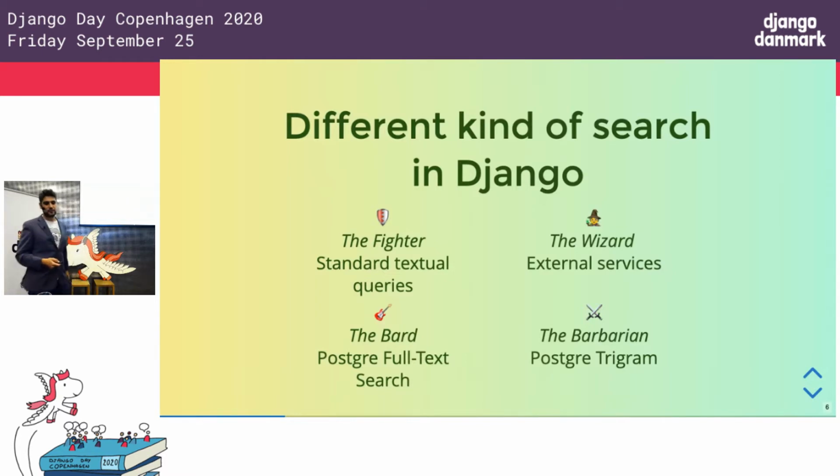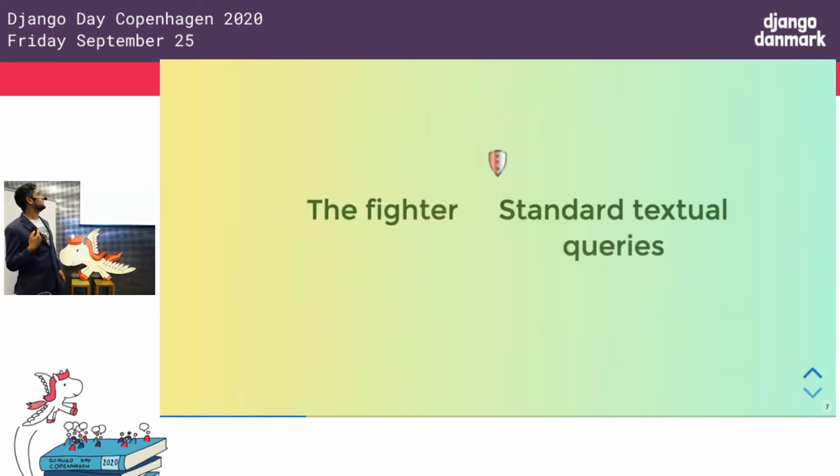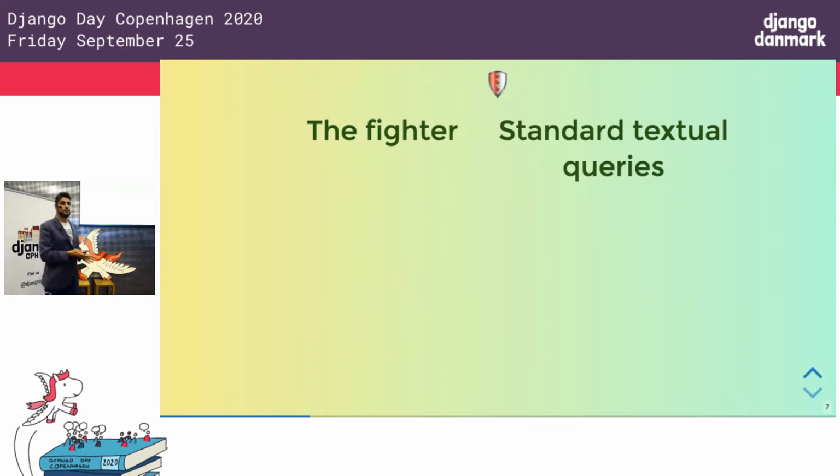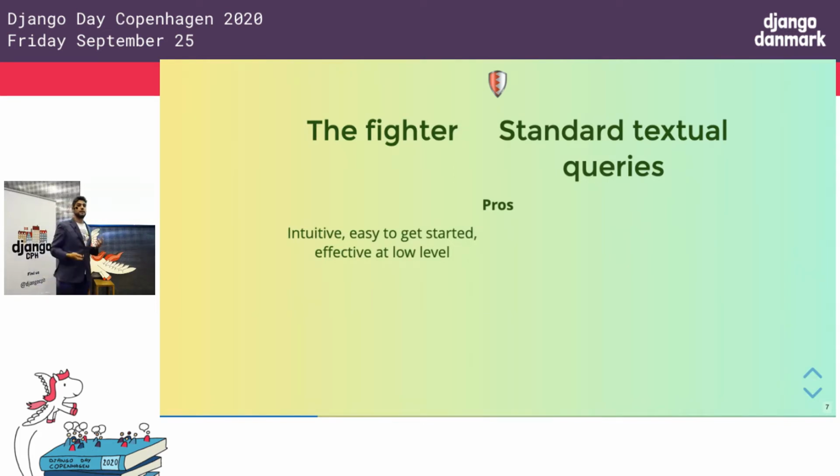So let's start with the first one, standard textual queries, the fighter. When you are a new player of Dungeons and Dragons, you have to learn the game. Part of the rules are the same for every player, but every single player chooses a class, a profession, if you wish. The fighter is usually a new-player-friendly class, because it's easy to get started with. You have a sword, a shield, you hit with your sword, parry with the shield, it's simple.